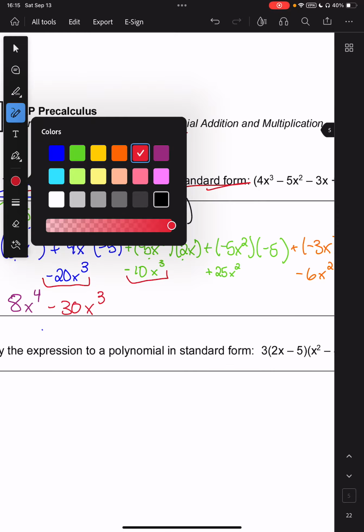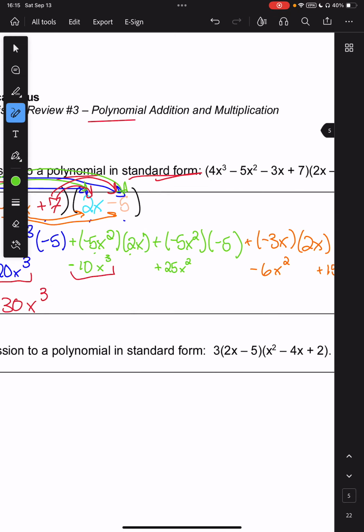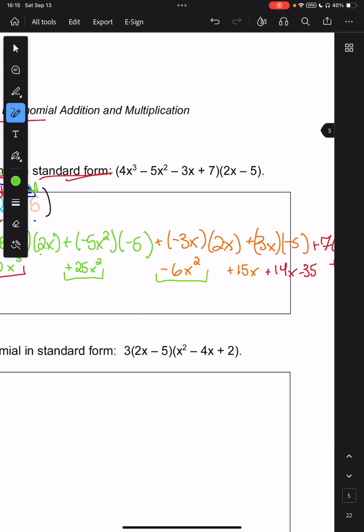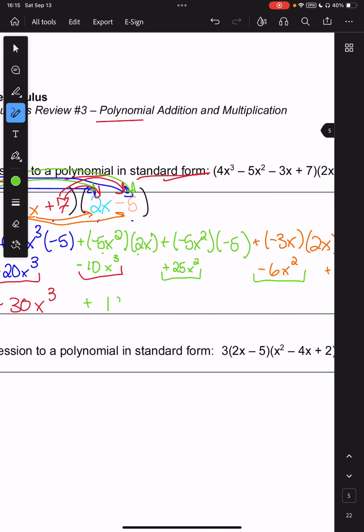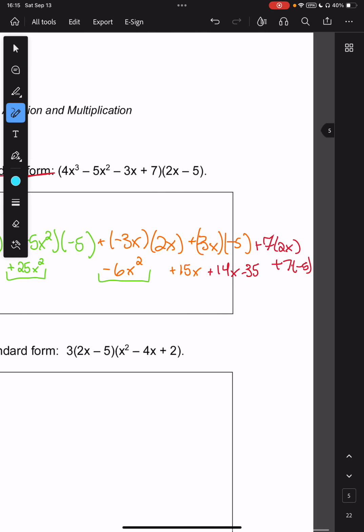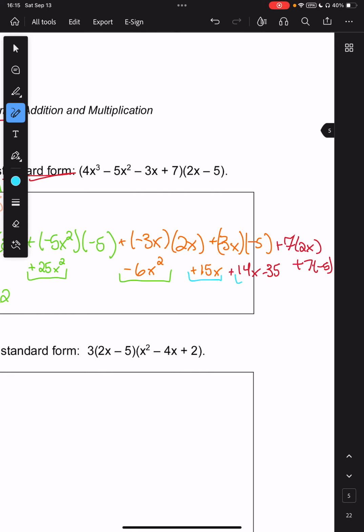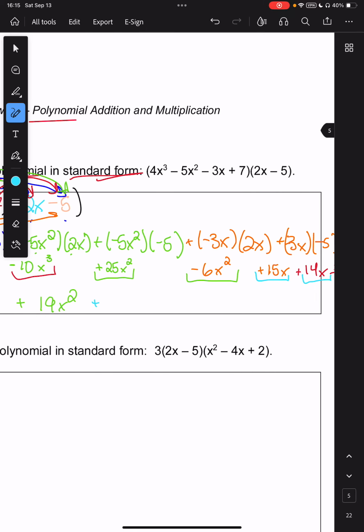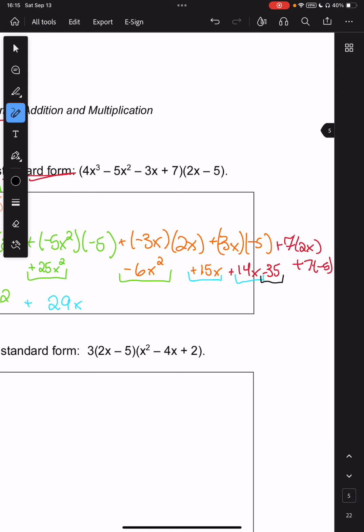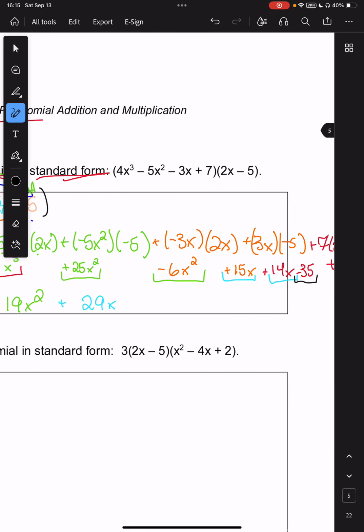Now, our next value is x squared. 25x squared, negative 6x squared. 25x squared minus 6x squared becomes 19x squared. Then we have just our x values. 15x plus 14x. 15x plus 14x becomes 29x. And then the last value we have is negative 35. This doesn't have any other values to add or subtract to it, so we just have negative 35.